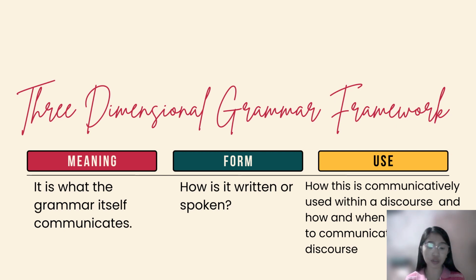Meaning is the first one, and it is semantics in other words. It is what the grammar itself communicates. Each grammar tense and each grammar point has a reason for its own existence. It communicates something in its own right, and that is something that we need to instruct our students. The next one is the form, or how it is written or spoken.